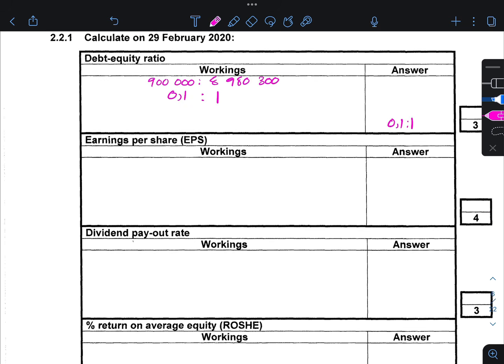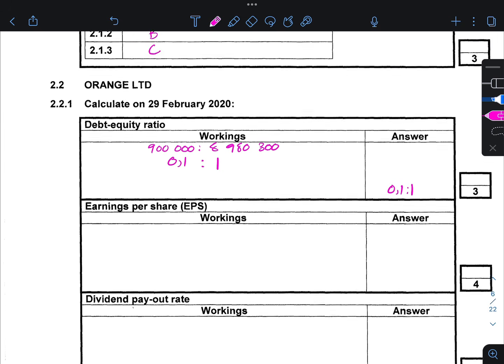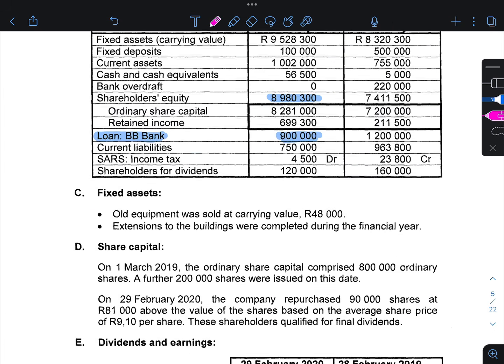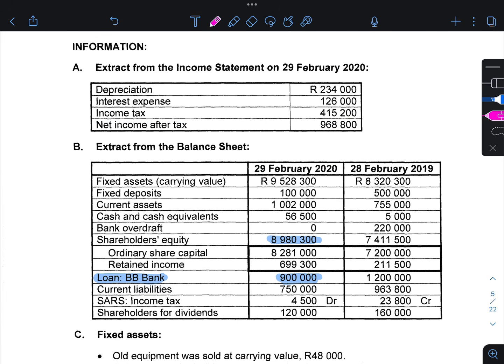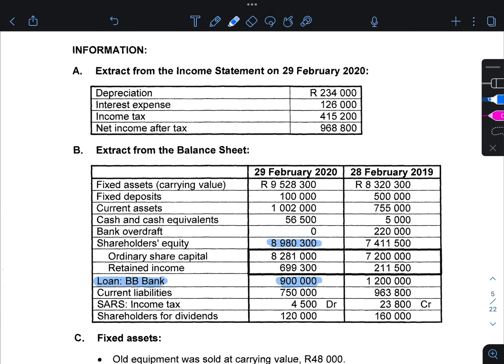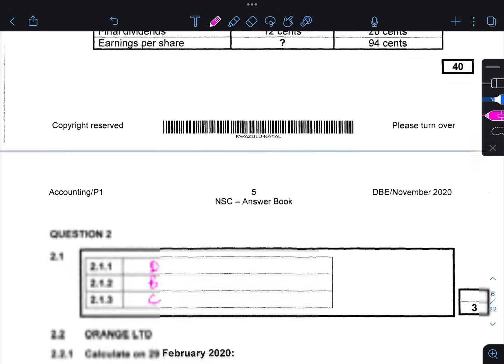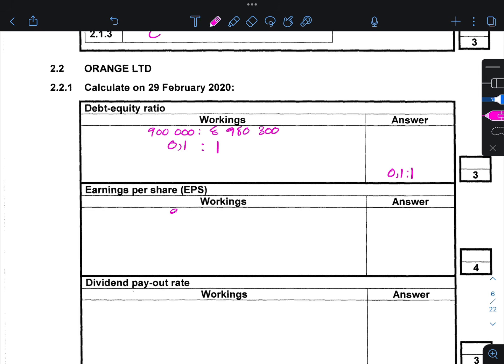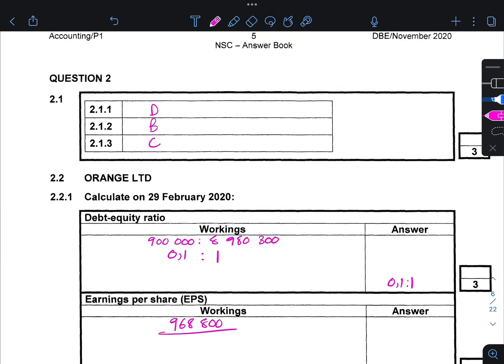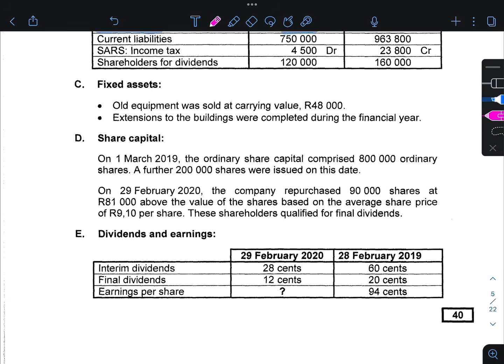Right. So now your earnings per share. Remember we said your net profit after tax over your shares issued. So we're supposed to look at two pieces of information. So here is your net profit after tax. That is simple. That's 968,800. Let's just start by identifying that. 968,800 over the number of shares that are issued. So your share capital, here we are given information.